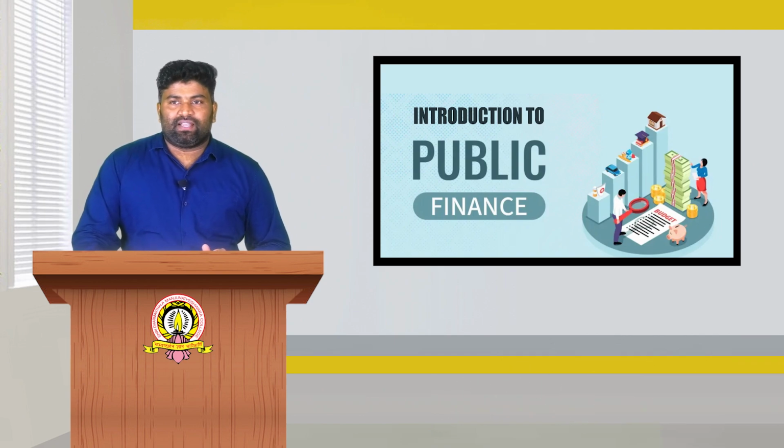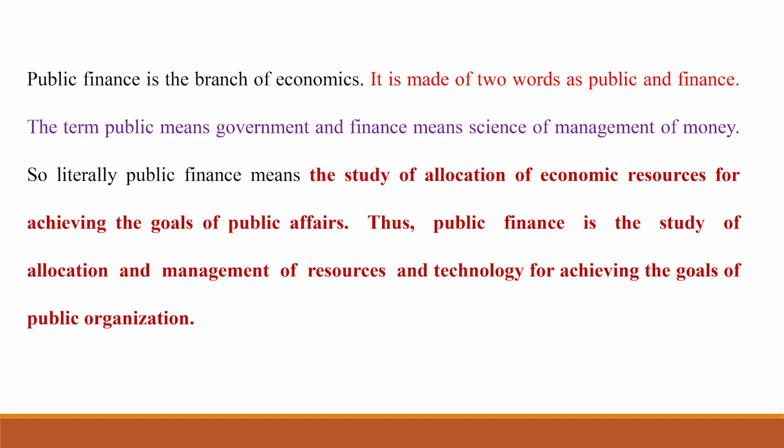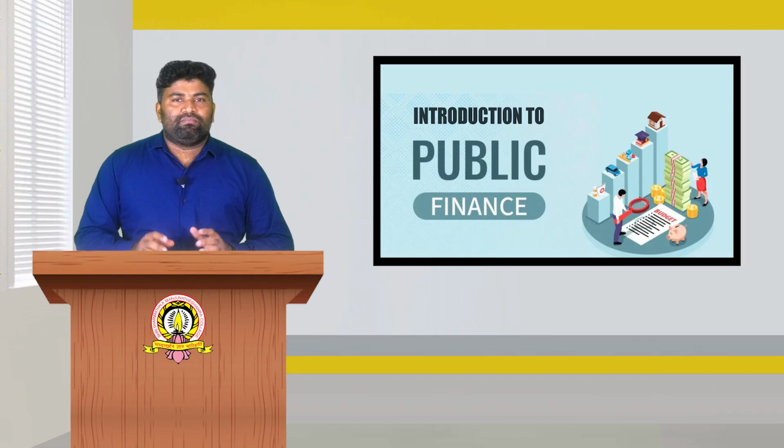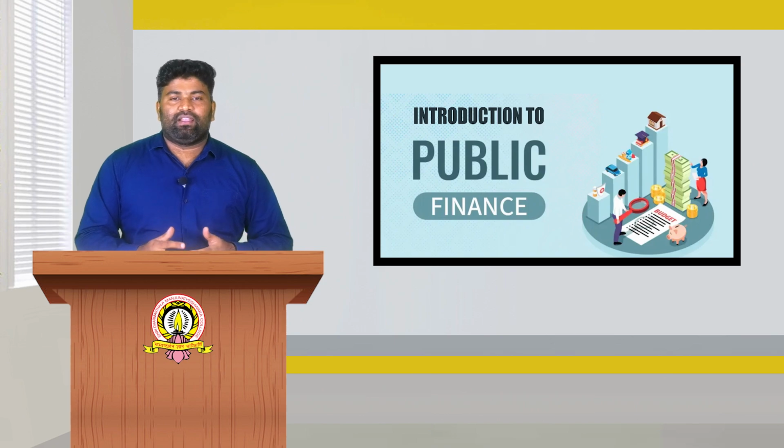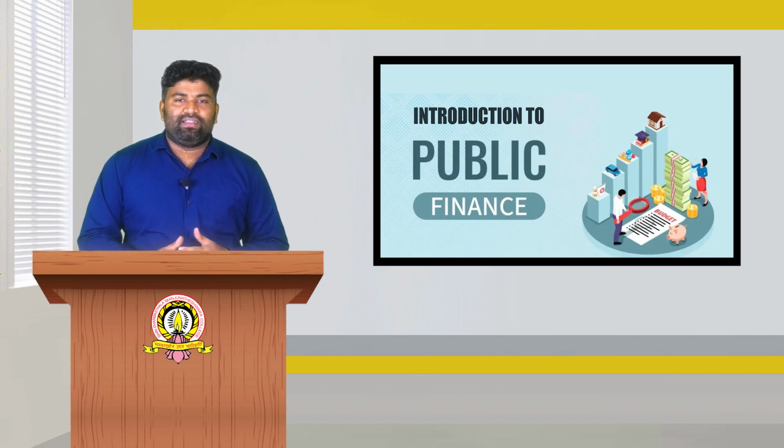Look at the first slide. Public finance is the branch of economics. It is made of two words, public and finance. The term public means government and finance means the science of management of money. By this sentence, it is very understandable that the concept of public finance makes us understand how best government mobilizes its revenue and how best it spends for different purposes.